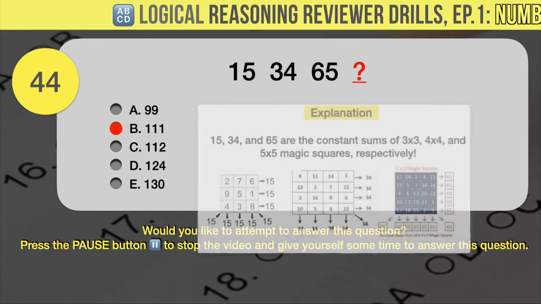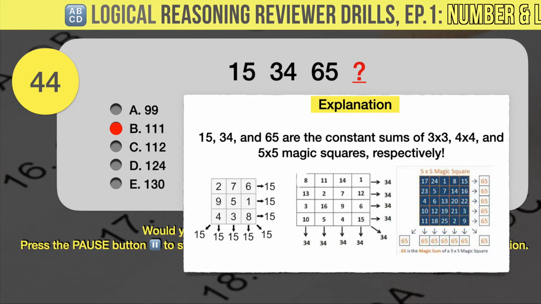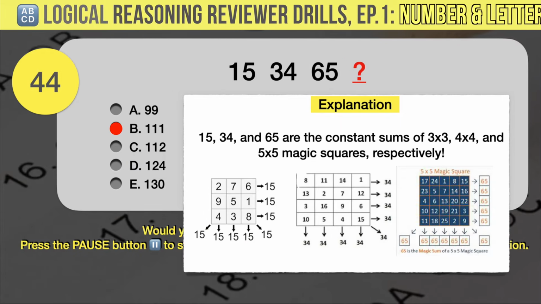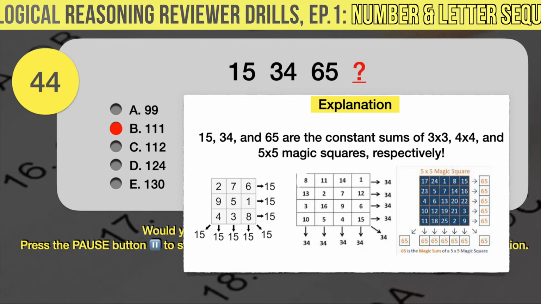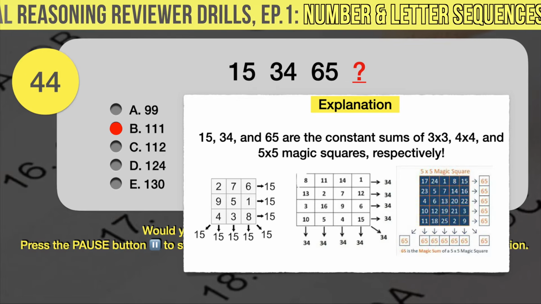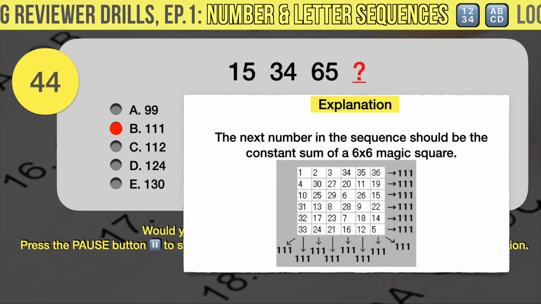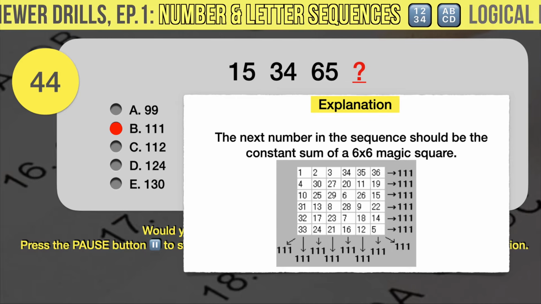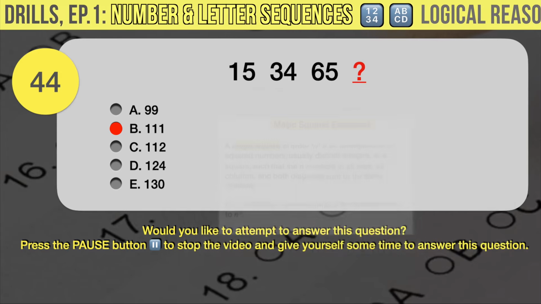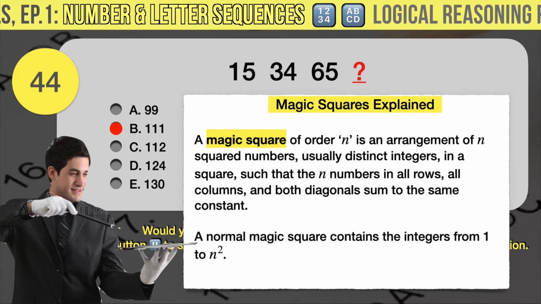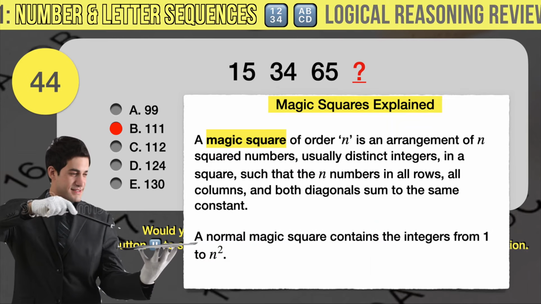111. The numbers 15, 34, and 65 are the constant sums of 3 by 3, 4 by 4, and 5 by 5 magic squares, respectively. Therefore, the next number in the sequence should be the constant sum of a 6 by 6 magic square, which is 111. But what are magic squares? Let's quickly demystify magic squares, shall we?